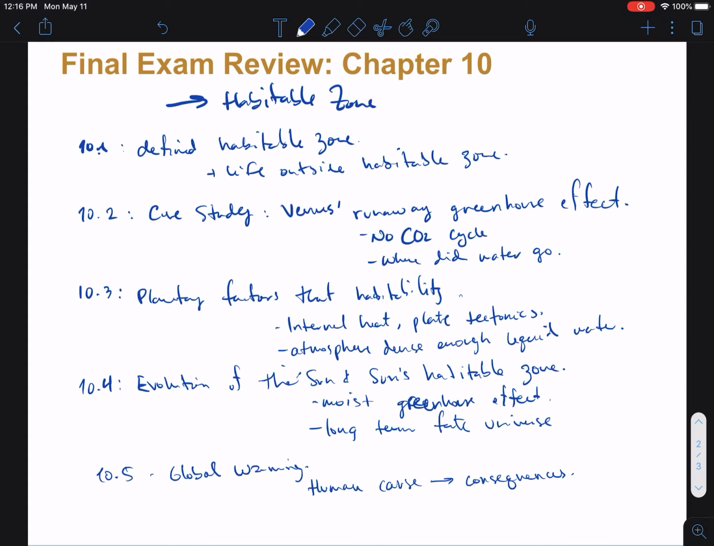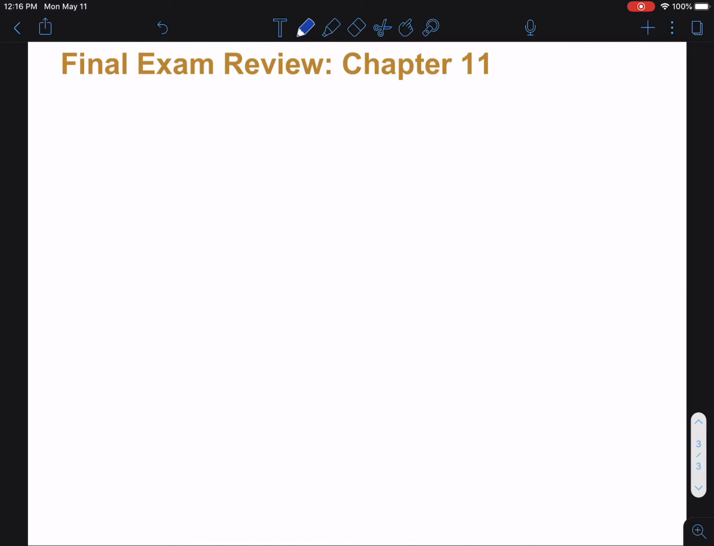So, really looking at habitable zones, how they evolve, how they affect life on a planet, how the planet affects the habitable zone. So, there's sort of a give and take there. And then we moved on to chapter 11. So, the whole focus here was looking at exoplanets, exostar systems. So we sort of started with the stars.